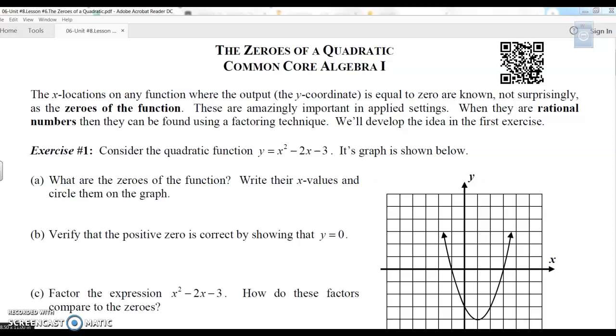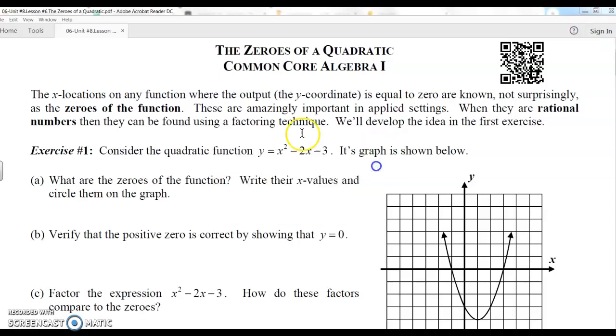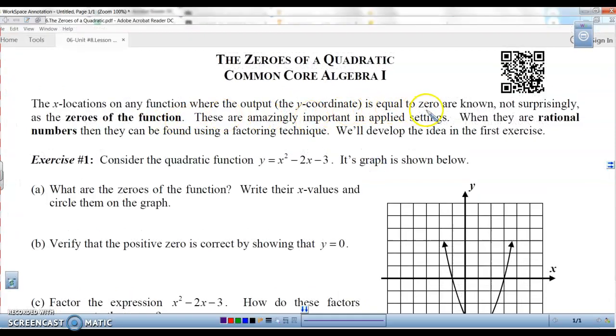This is Algebra 1, Unit 8, Lesson 6, the zeros of a quadratic. What we're going to be talking about is looking at the x locations on any function where the y coordinate is equal to 0. Where are we looking? For the y's to equal 0, we are looking where it crosses the x-axis. So we're looking for where the parabolas are going to cross the x-axis. So that's when y equals 0.